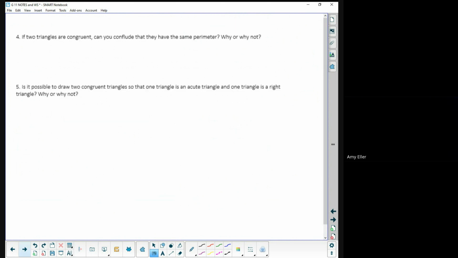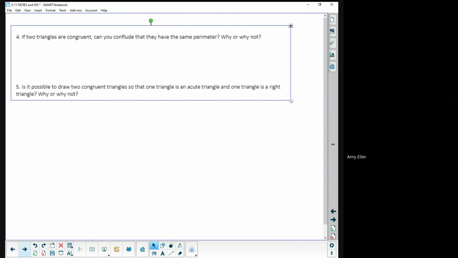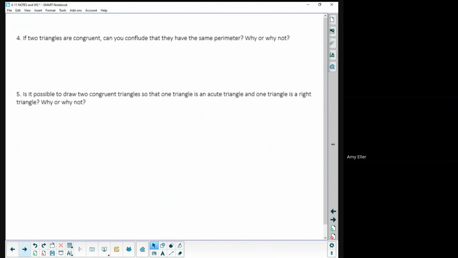Number 4. If 2 triangles are congruent, can you conclude that they have the same perimeter? Why or why not? I'm going to give you a little bit of time to think and write down your answer for 4.